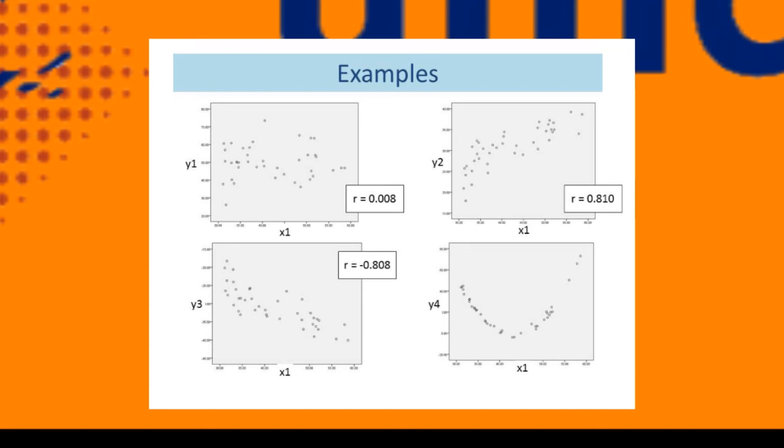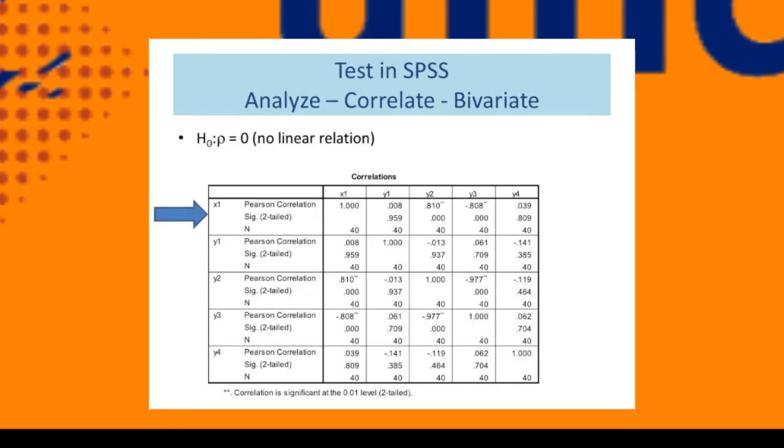There is a clear relation between x1 and y4, but Pearson's correlation coefficient is close to 0. Remember, Pearson's correlation coefficient is a measure of linear relationship. In the last example, the relation is quadratic. We know how to estimate the linear relationship. Now we would like to test the null hypothesis of no linear relation. So rho, the linear correlation in the total population, equals 0.